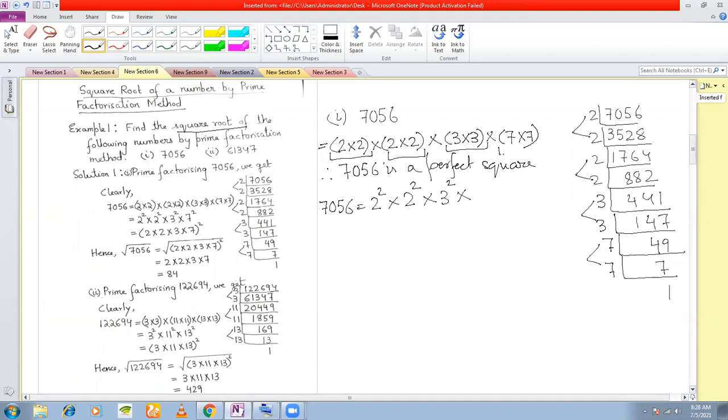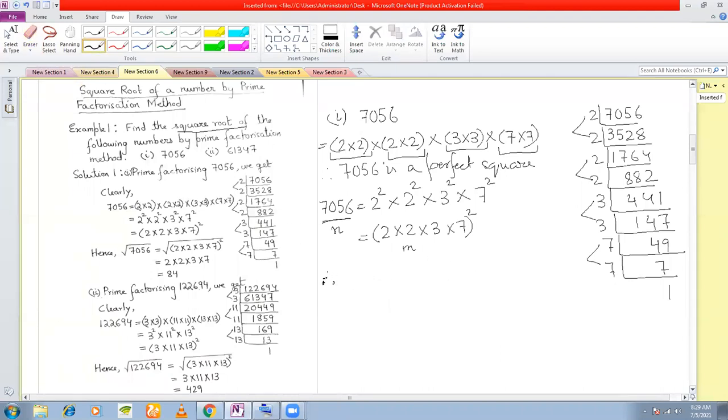And this 7 into 7 can be written as 7 square, right? So that means now all this can be written as 2 into 2 into 3 into 7 square. So therefore, once we have got this equal to the square of this, from the definition, if you remember, if m square is equal to n, then what do we write? m is equal to the square root of n, isn't it? So therefore, if you take this number as n and this number as m, then what can we write?